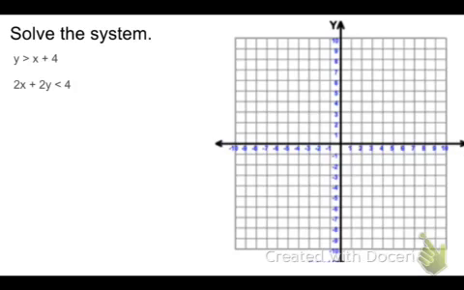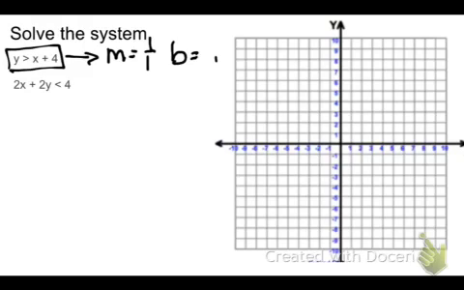Okay, I'm looking at the first inequality right here, and it appears to be in slope-intercept form. So from here I can pull out the slope, which is 1 over 1. The y-intercept is 4. I'm going to go ahead and begin graphing at 4. I'm going to rise 1, run 1 in a positive direction because I have a positive slope. I'm also going to go down 1, left 1 to get some points on the other side of the y-intercept.